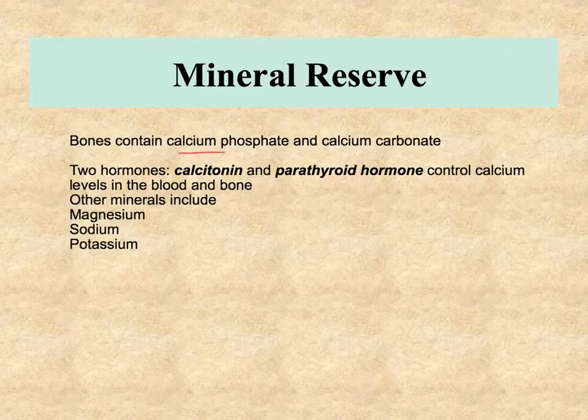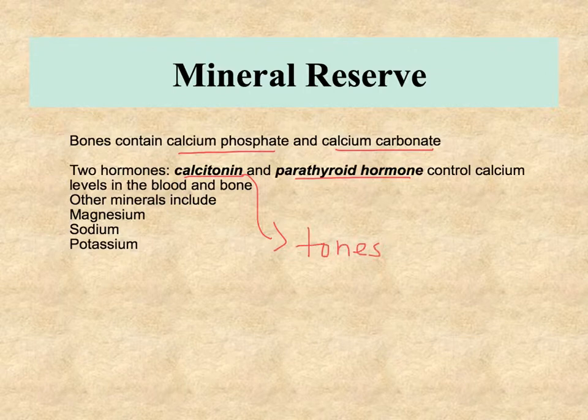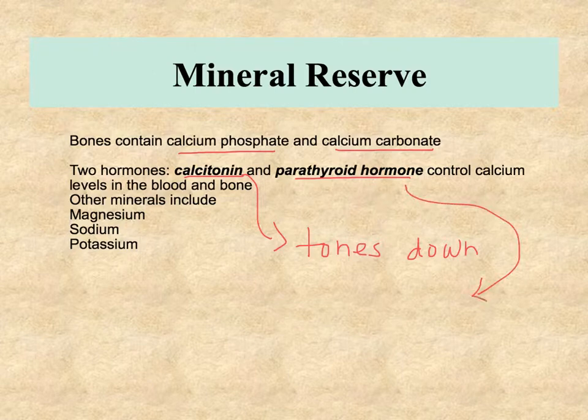Bones are made up primarily of calcium phosphate with a little bit of calcium carbonate involved in there. And two hormones, calcitonin and parathyroid hormone, control the calcium levels in the blood and the bone. So when calcium levels in the blood get too high, calcitonin, and some people say you can remember it, tones down the level of calcium in the blood. It lays it down in the bones, and if the calcium level in the blood gets too low, parathyroid hormone releases the calcium from the bone.